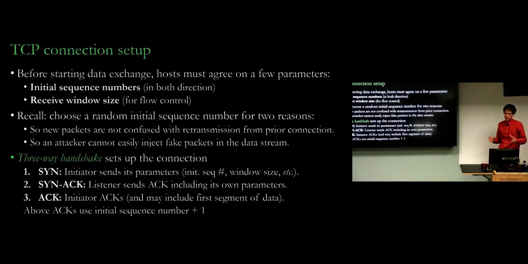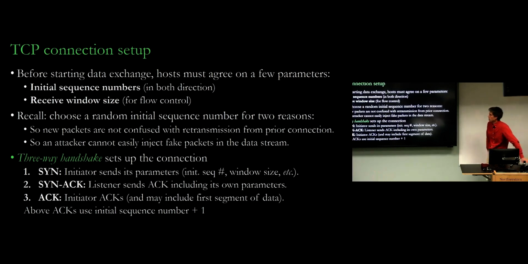So the handshake exchanges this information. And again, we have random initial sequence numbers, both so that packets in this connection are not confused with packets from prior connections, and also so an attacker can't easily inject fake packets into your data stream. But in general, both of these relate to making sure that packets have numbers on them that uniquely assign them to one connection, with a very low probability of another packet being accidentally interpreted as being part of the current connection.